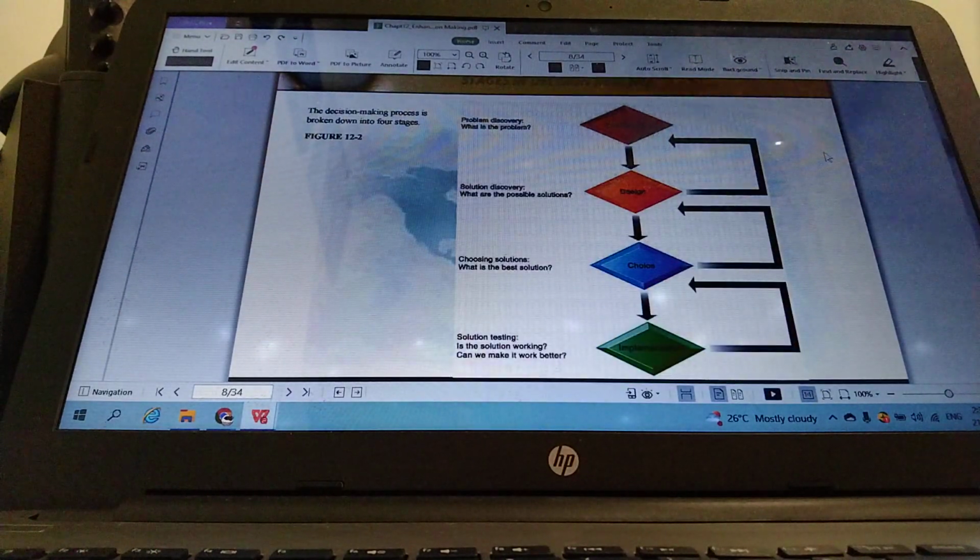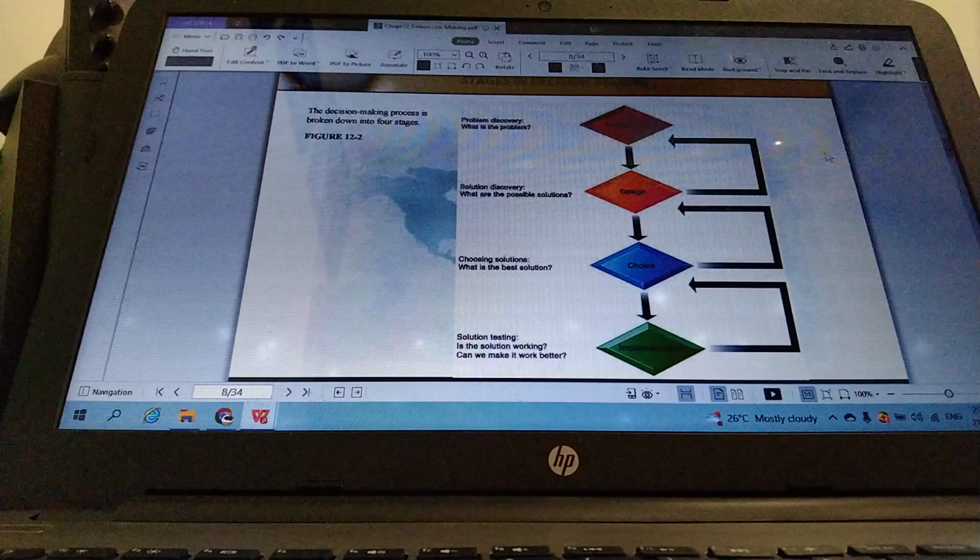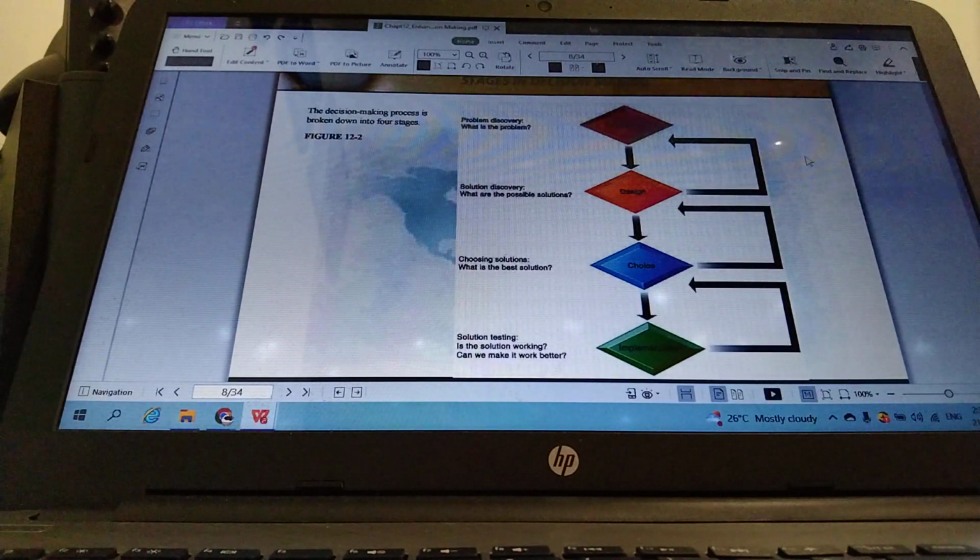So the same information is in the infographic format for you to understand better. It starts with problem discovery, such as what is the problem, then you go into solution discovery, what are the possible solutions. Moving on, you choose the best solution, and finally you implement or execute that final solution as a decision making process.